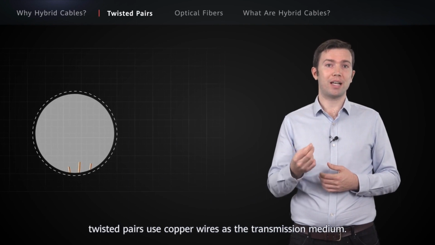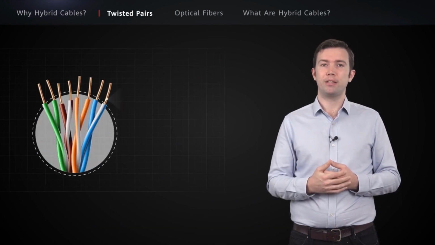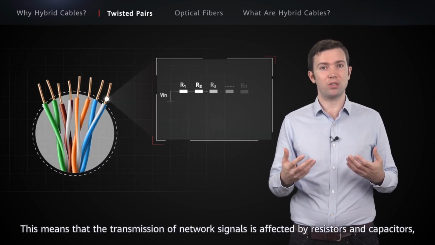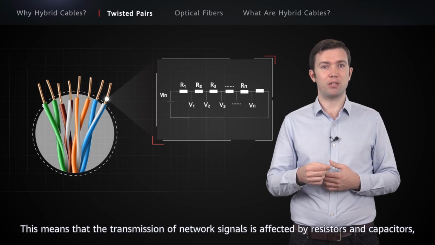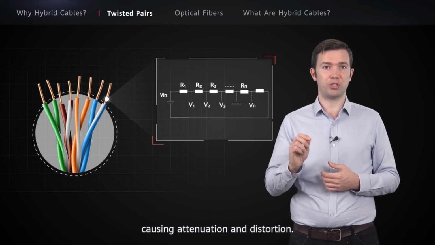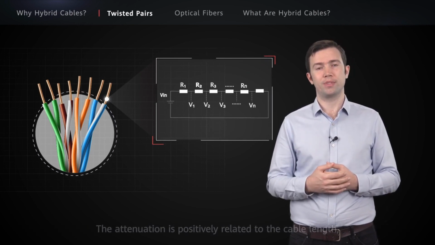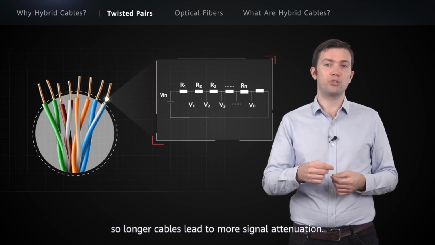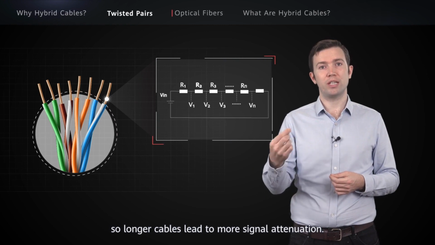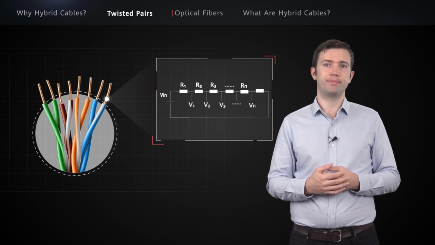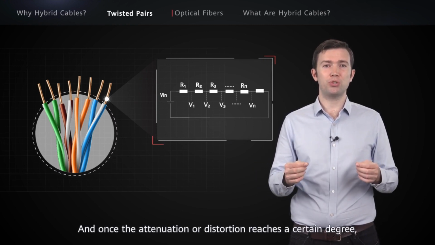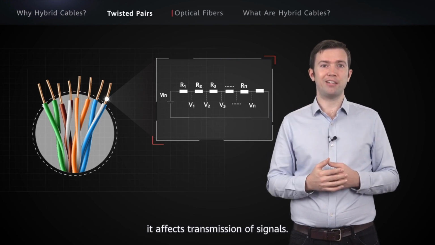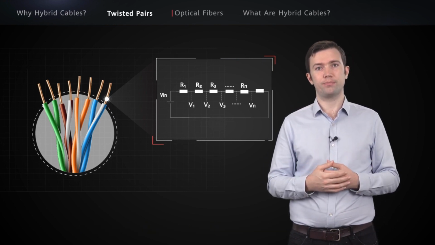As I just mentioned, twisted pairs use copper wires as the transmission medium. This means that the transmission of network signals is affected by resistors and capacitors, causing attenuation and distortion. The attenuation is positively related to the cable length, so longer cables lead to more signal attenuation. And once the attenuation or distortion reaches a certain degree, it affects transmission of signals.